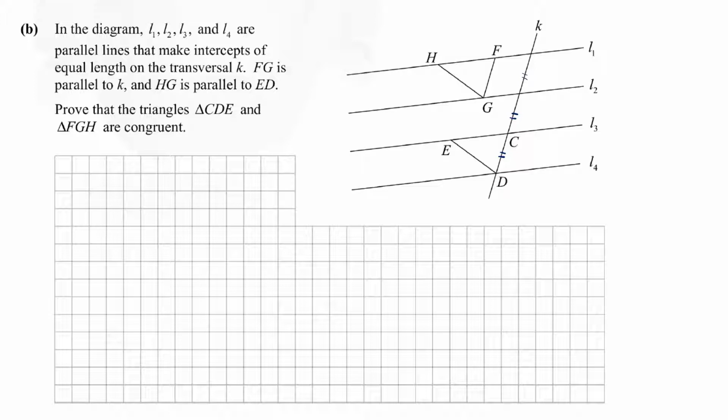So FG, FG is parallel to K. So I'm just working through it. As they tell me something, I'm going to work through. So this line here, FG, is parallel to K.